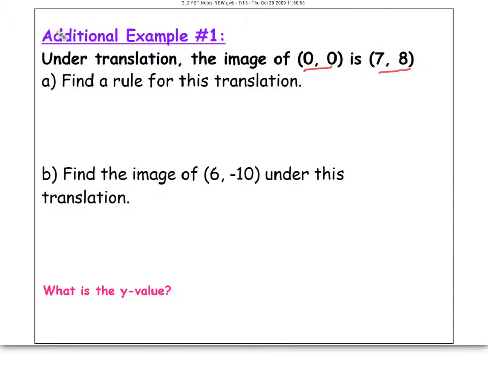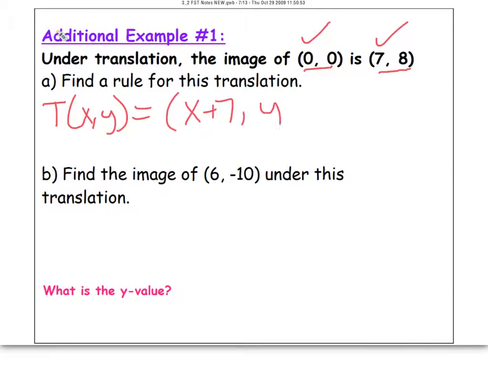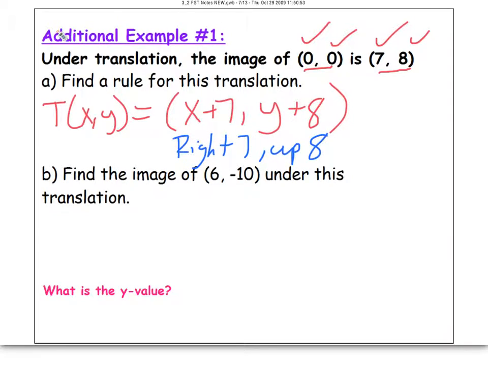How did it differ? Well, the translation rule of the xy ordered pair, what they did is they took the x's, they went from 0 to 7, so they added 7. The y's, they went from 0 to 8, so they added 8. So in words, what would you say that they did? Well, they moved right 7 and up 8.